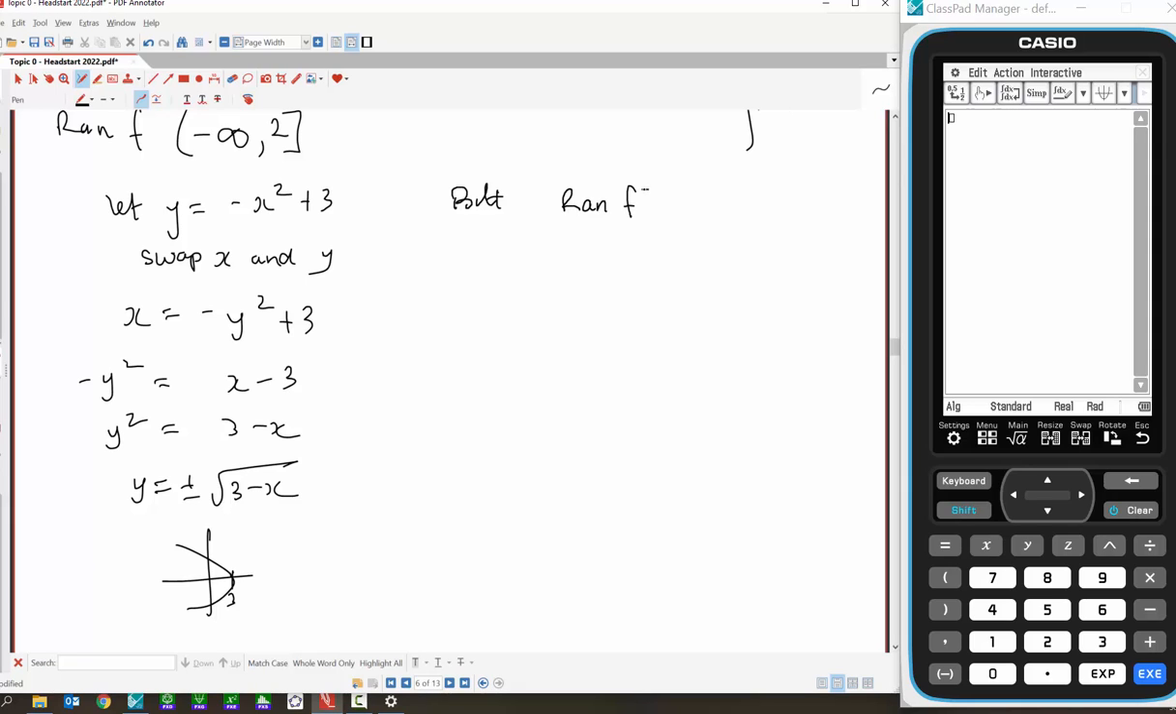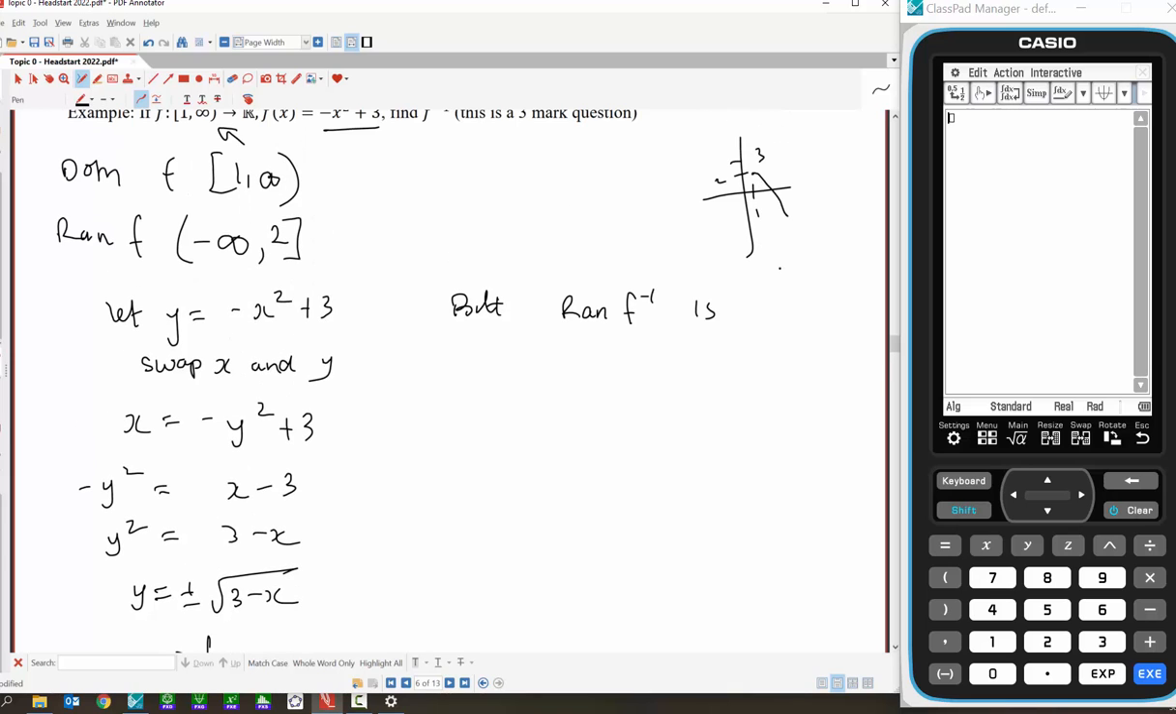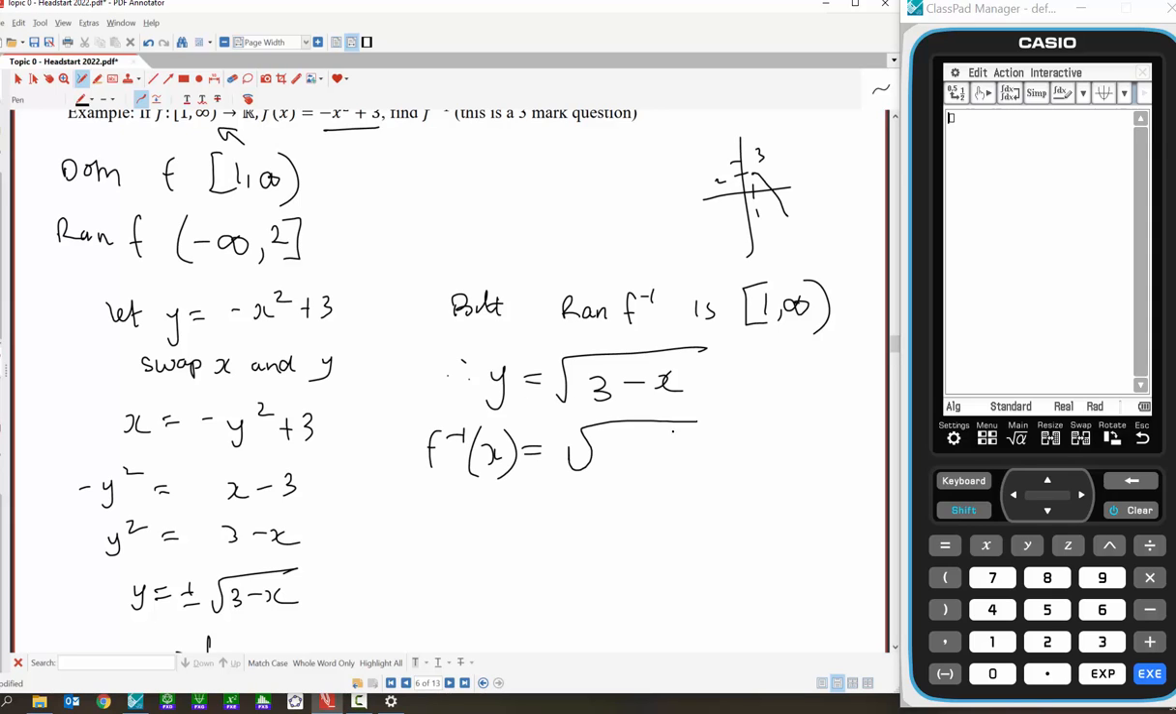So we're going to say, but the range of the inverse is 1 to positive infinity. Therefore, y is equal to, so we'll keep the top half only, root 3 take x. So what we've done is dumped the negative solution. f⁻¹(x) equals root 3 take x, where x is an element. Now the domain of the inverse will be the range of the original, so it's going to be negative infinity to 2.